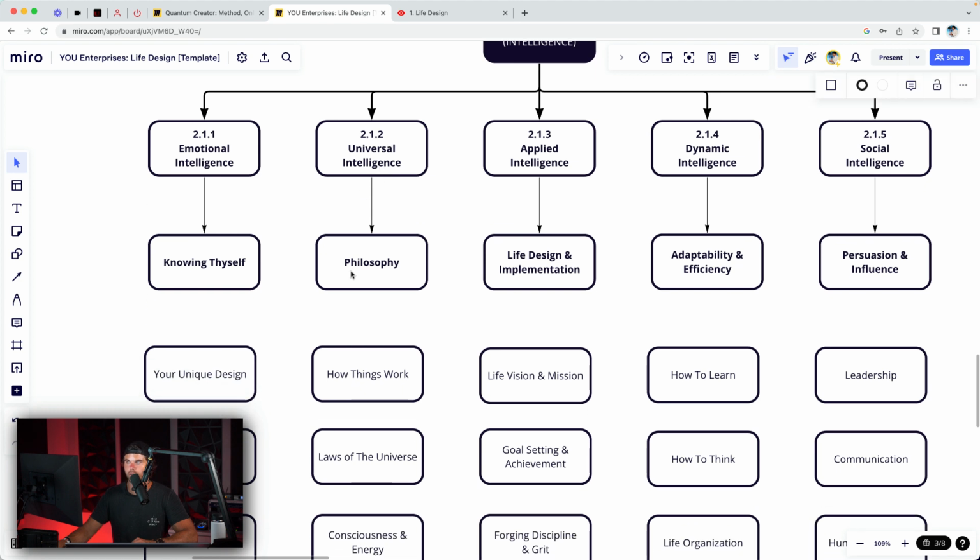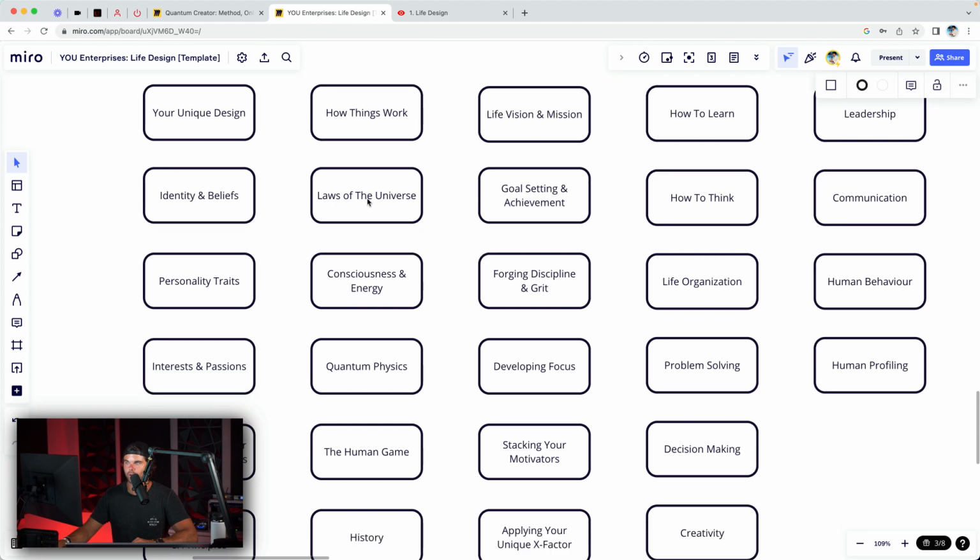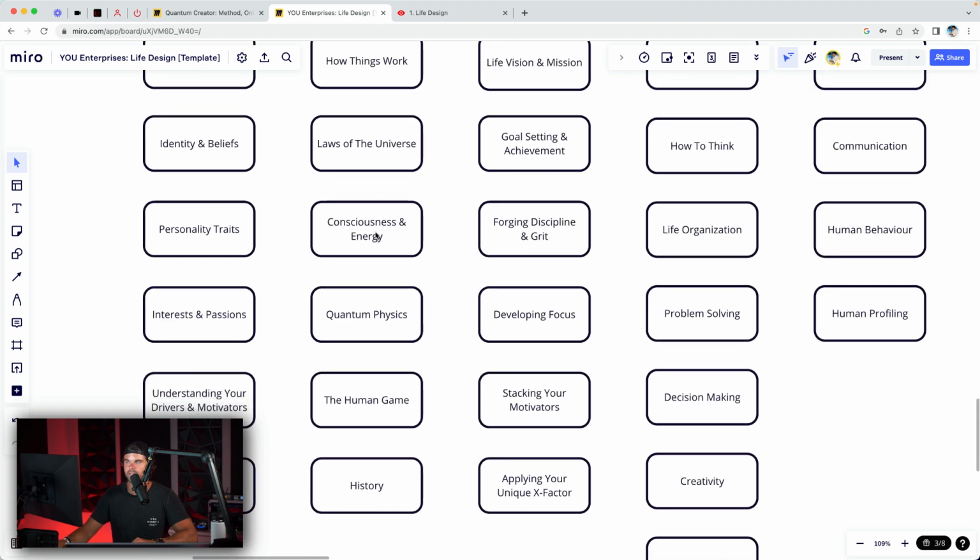Your universal intelligence, what's your unique philosophy in how you view the world, how things work? Do you know the laws of the universe? Do you understand consciousness and energy, quantum physics, the human game, history?